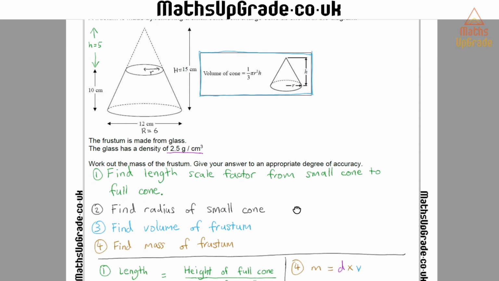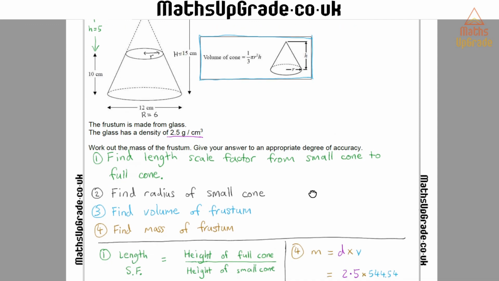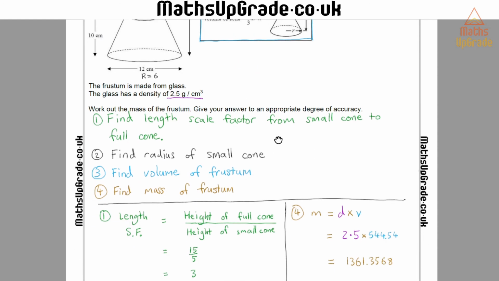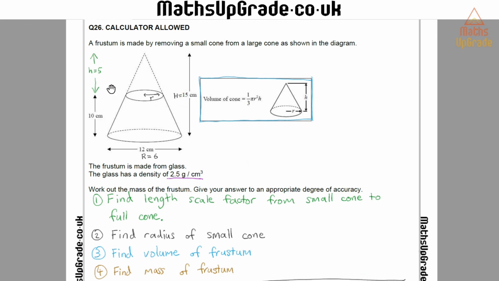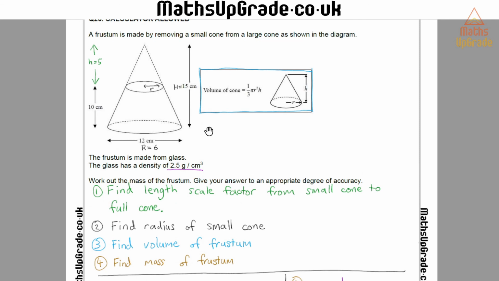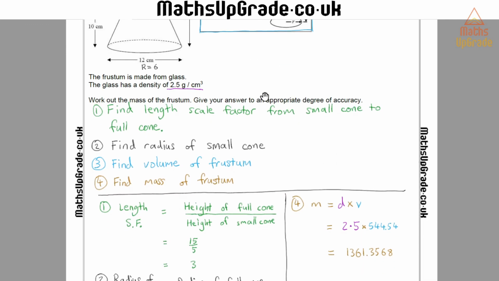Let's find the length scale factor from the small cone to the big cone. The length scale factor I can find using 2 known corresponding dimensions. The corresponding dimensions I can use are the height of the full cone, which is 15, and the height of the small cone, which I worked out to be 5. So therefore, the length scale factor from the small cone to the big cone is 5 to 15, so it's been multiplied by 3. So the length scale factor is therefore 3.